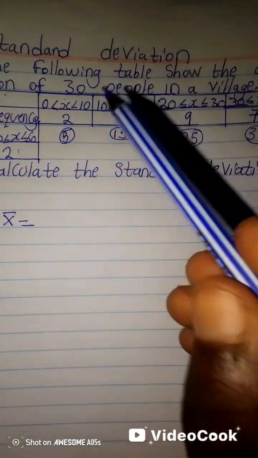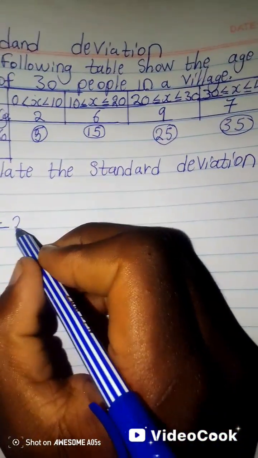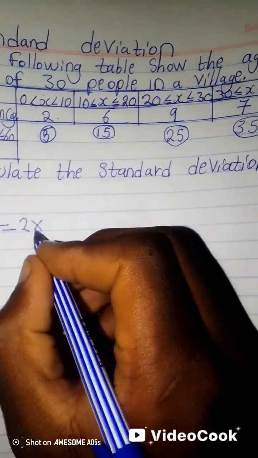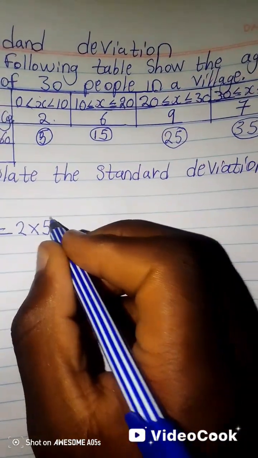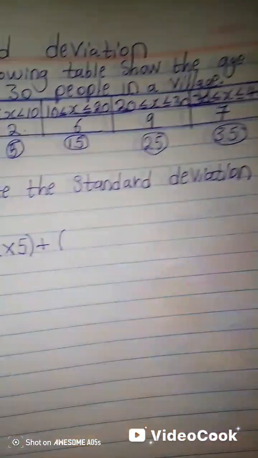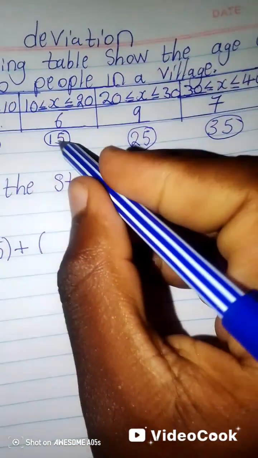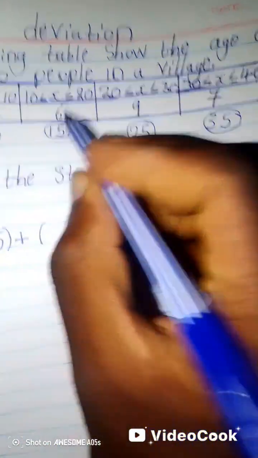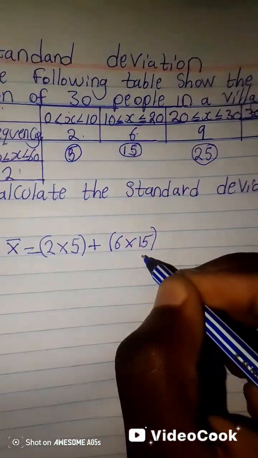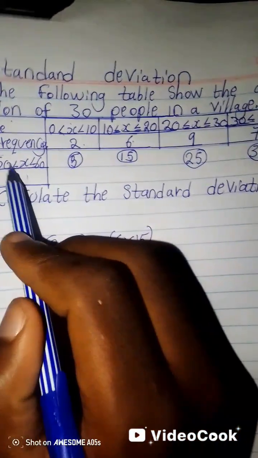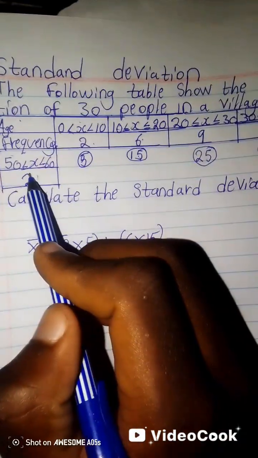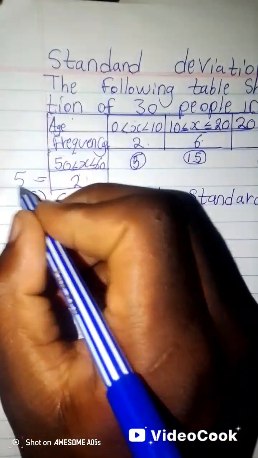To find the mean, we multiply the frequency, 2, times the midpoint. So 2 times 5, close bracket, plus 6 multiplied by 15, which is the midpoint. We forgot to find the midpoint here. So 50 plus 60 divided by 2, we are getting 55. So the midpoint here is 55.